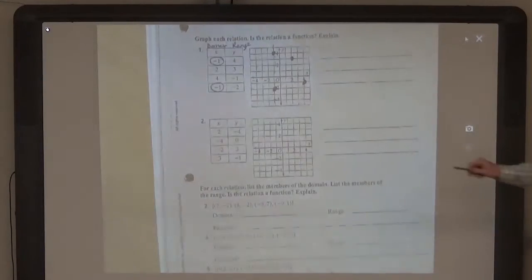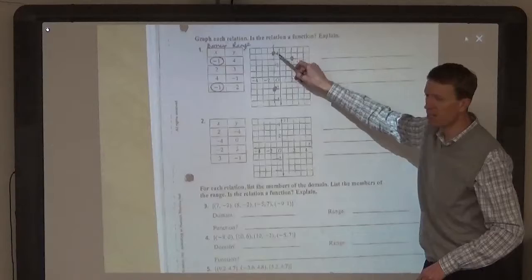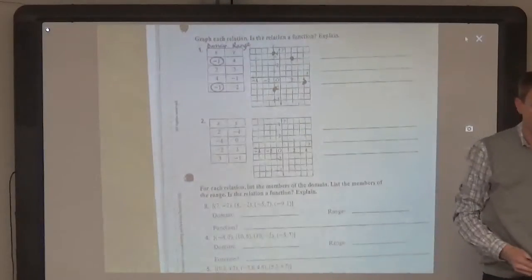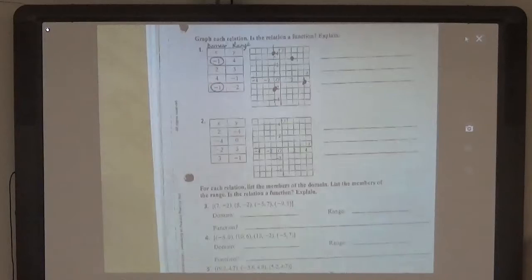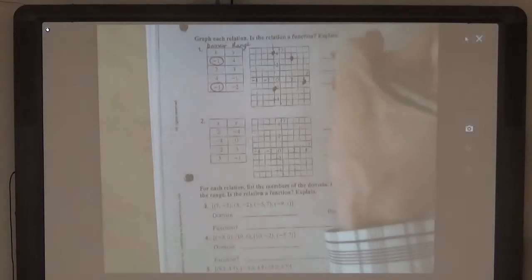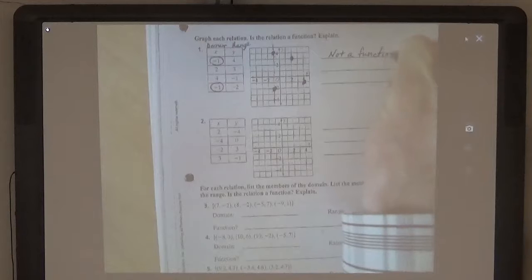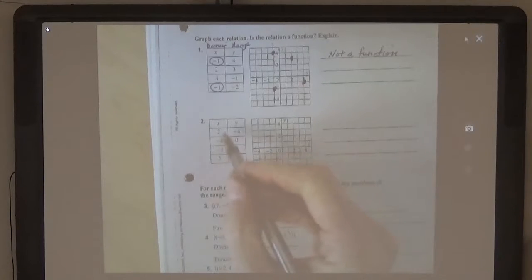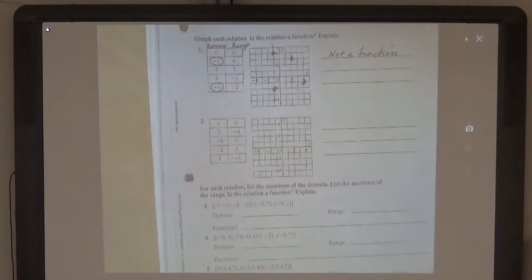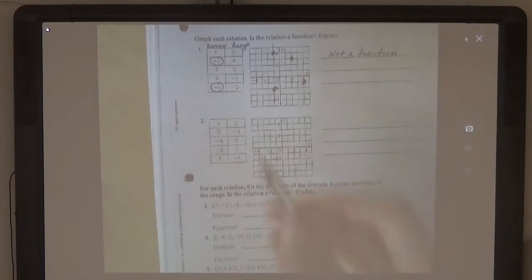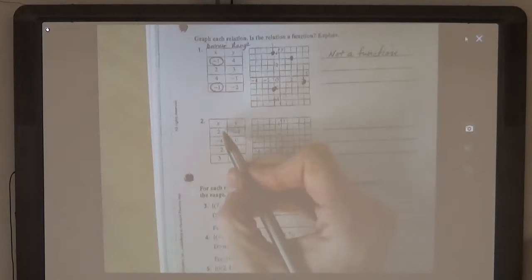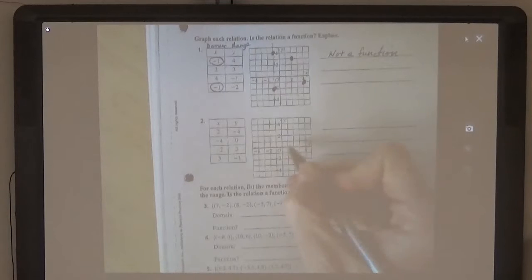Using the vertical line test, you can see that there's 2 points on the same vertical line. Anytime you have 2 points on the same vertical line, you know it is not a function. The first one is not a function, for sure. The second one is a function. That's because they're all different x values, so every x value has only one y value. None of the points line up on a vertical line.